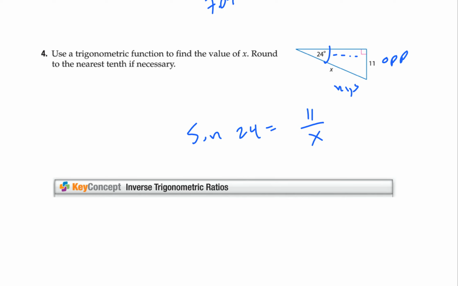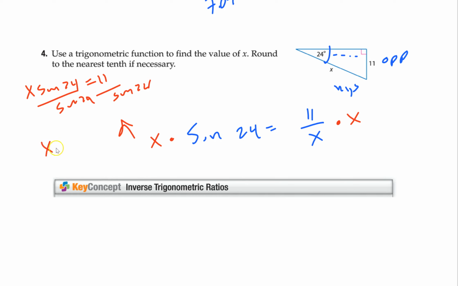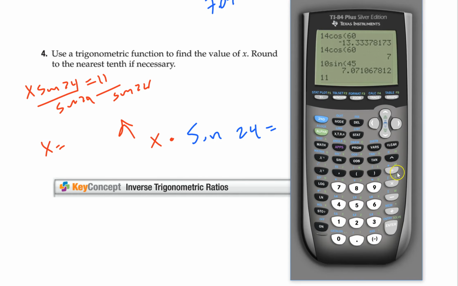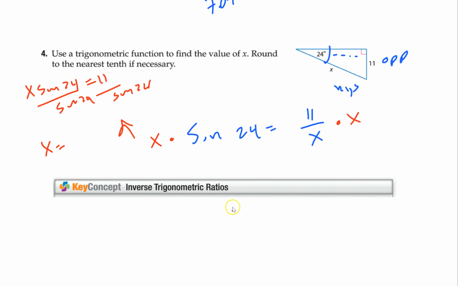How do you solve this? The exact same way. Let's get rid of that x, multiply both sides by it. And then you get x sine of 24 equals 11. So we're going to divide by sine of 24. Takes an extra step, but it works the same way. X equals 11 divided by sine of 24. So about 27 degrees, roughly. So that's the idea.